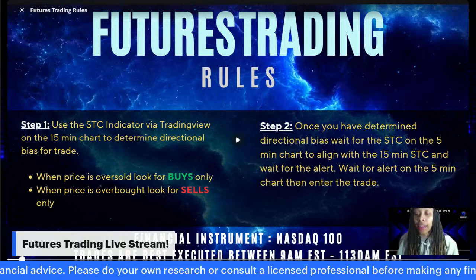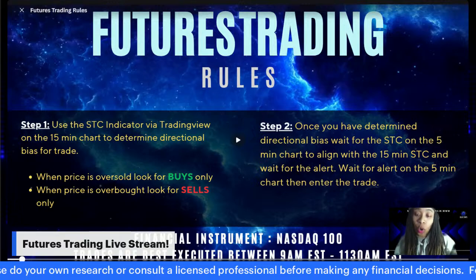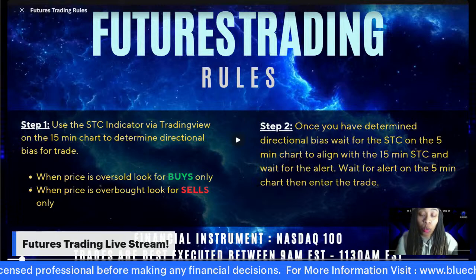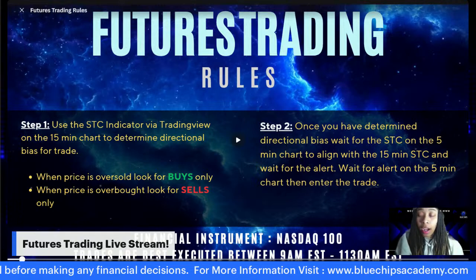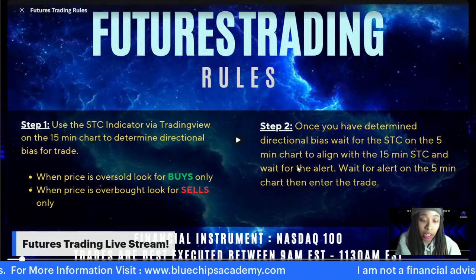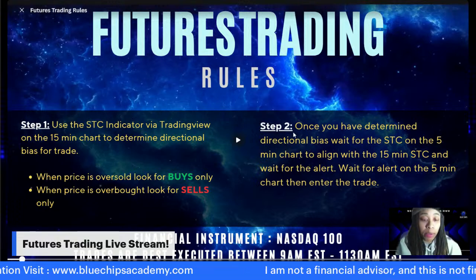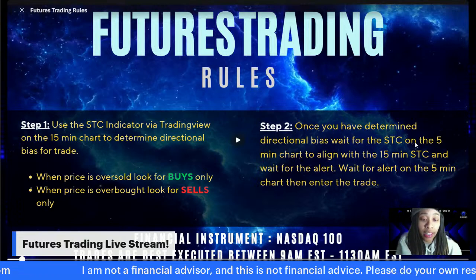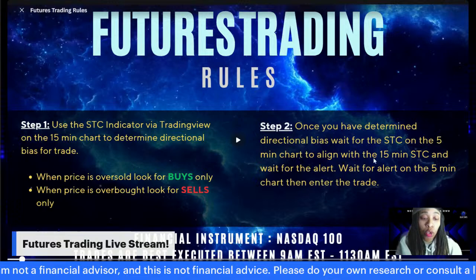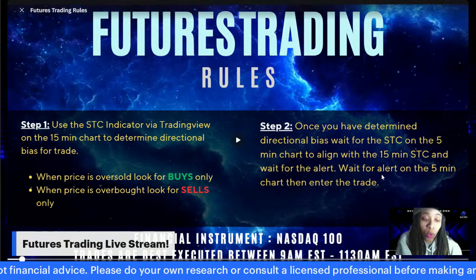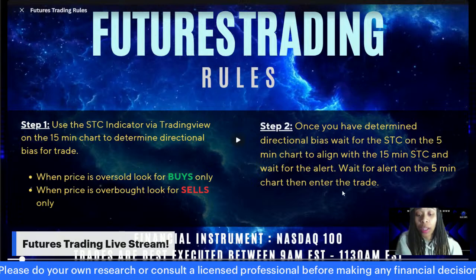This is subjective. This is how we look into the market. But if things change, we're also objective to making a different decision if the market starts to trend and things of that nature. Step 2: once you have determined your directional bias, wait for the STC on the 5-minute chart to align with the 15-minute STC and wait for the alert. We wait for the alert on the 5-minute chart. That's where we enter our trade.